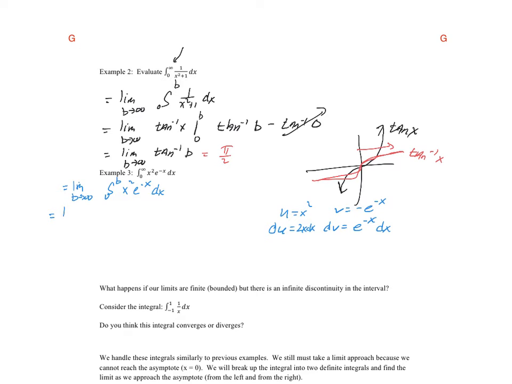So now when we rewrite it, I'm going to have my limit as b approaches infinity of u v minus the integral of v du. You can see we're going to need to do this another time.